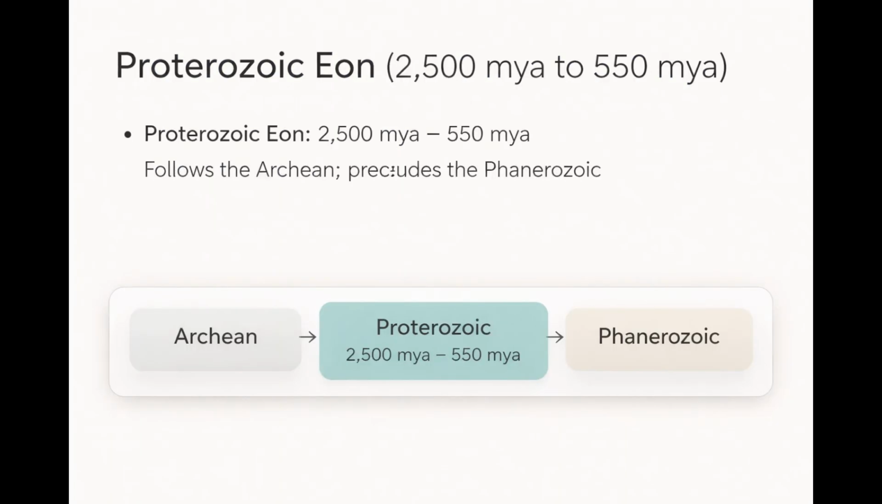After the Archean comes the Proterozoic eon, spanning roughly 2,500 million years ago to about 550 million years ago in this material. For now, treat it as the bridge between Earth's earliest history and the later time when animal fossils become much more common. We'll use this placement to connect the Precambrian world to the Phanerozoic world that follows.